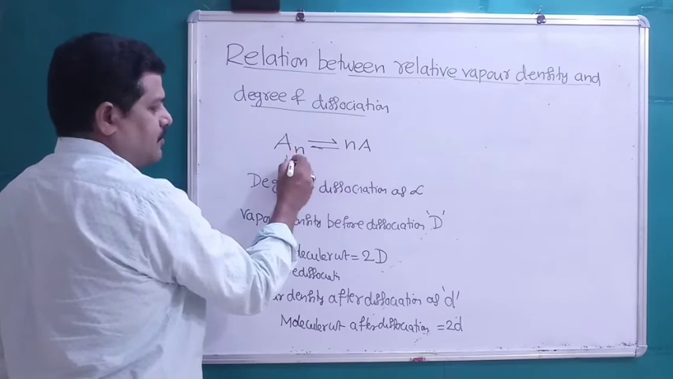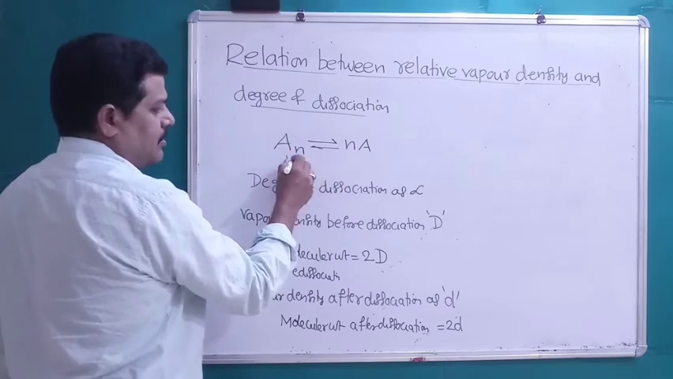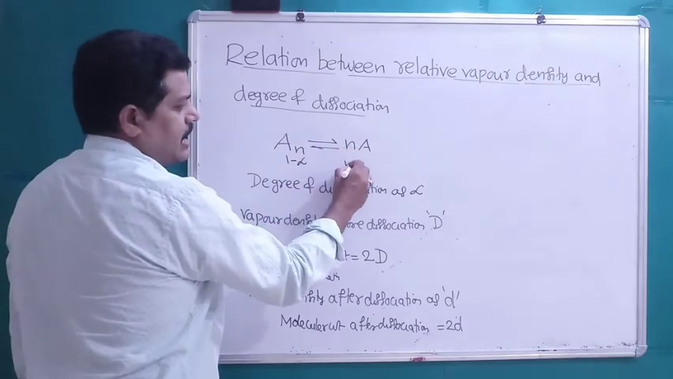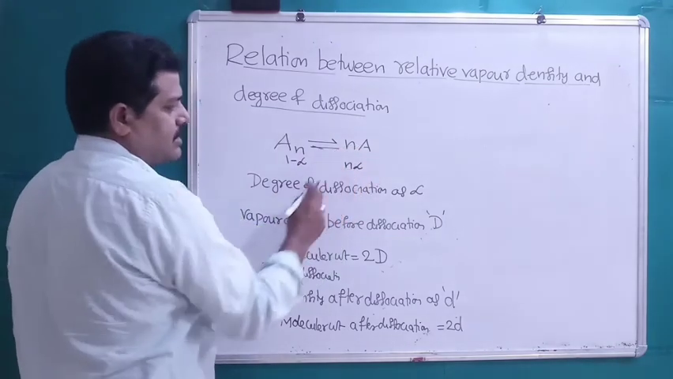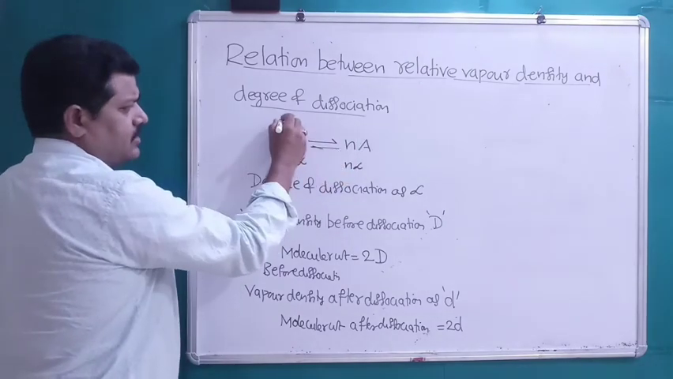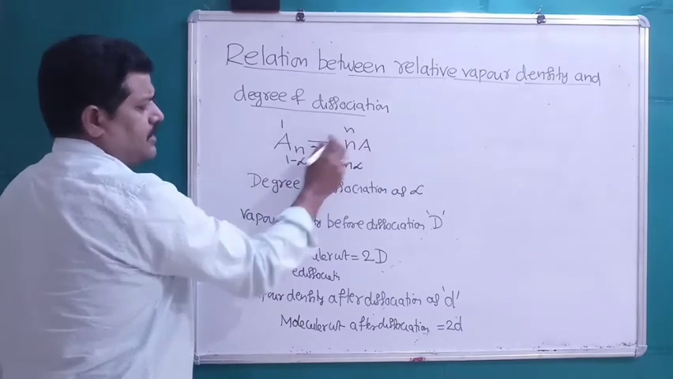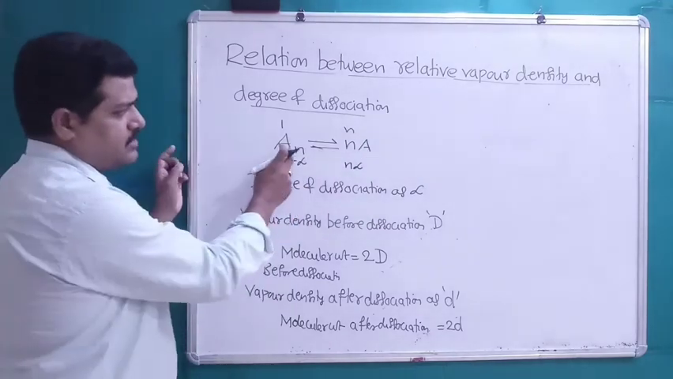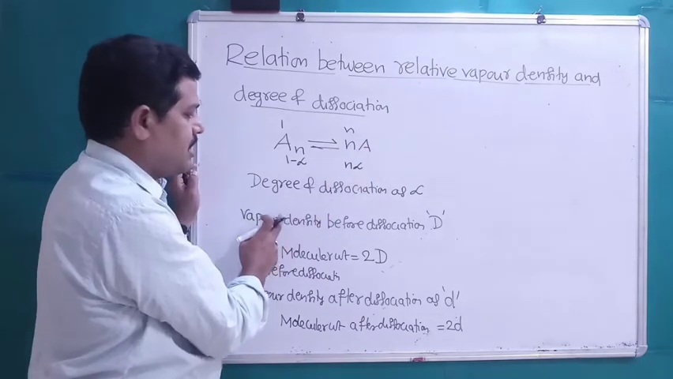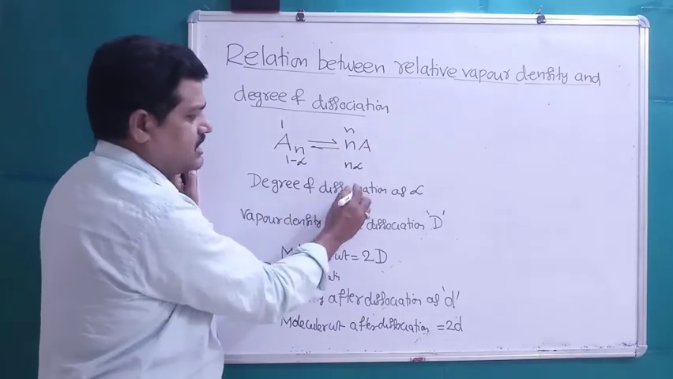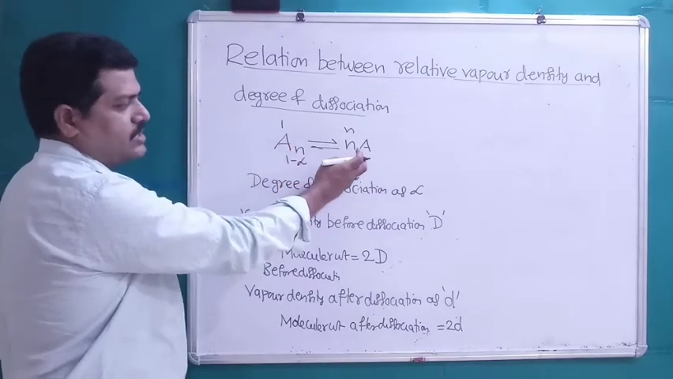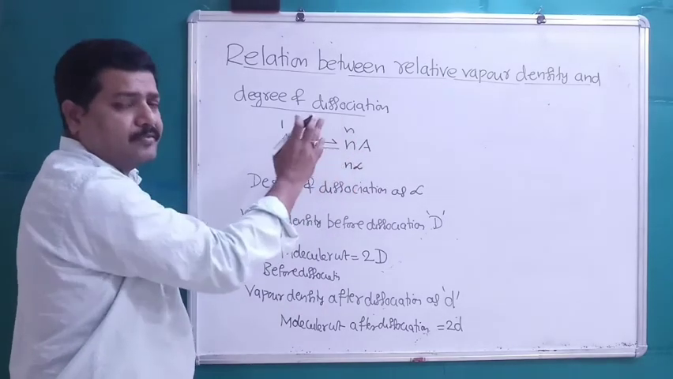So for 1 mole of AN, students, if the degree of dissociation is alpha, we can write the number of moles when alpha moles has been dissociated. Then it will give n alpha moles, right? Because here what is the mole ratio? AN to A is 1:n. That means 1 mole of AN, if it is dissociated, it will give n moles of A. Here we are assuming the degree of dissociation as alpha. So when alpha moles are dissociated, it will give n alpha moles of A, right?